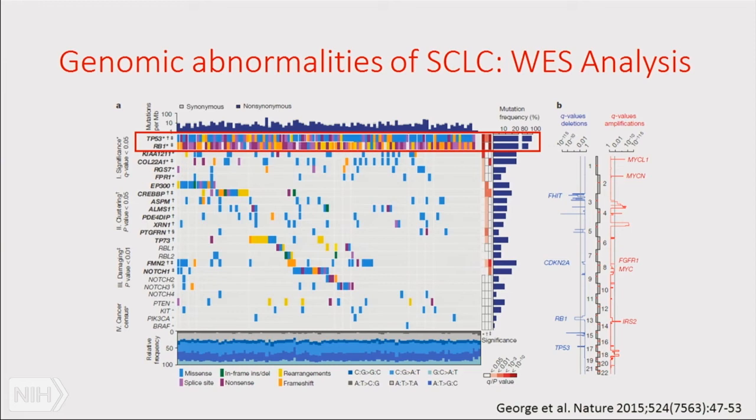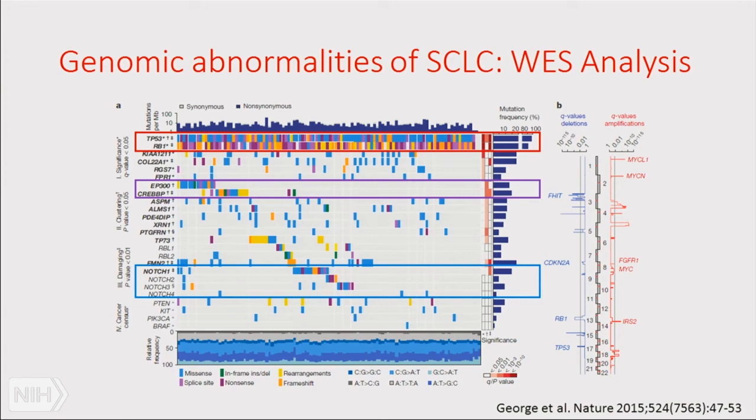The second group of genes that's worth mentioning is EP300 and also CREBBP. These two genes are histone acetyltransferases, and those genes are involved in gene transcription. And the third class of genes that are commonly mutated in small cell lung cancer are the Notch family genes, such as Notch 1, 2, 4.